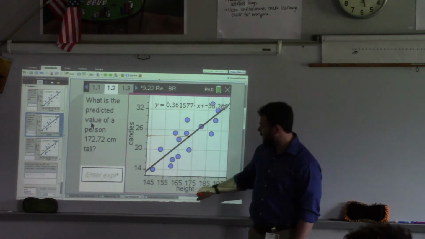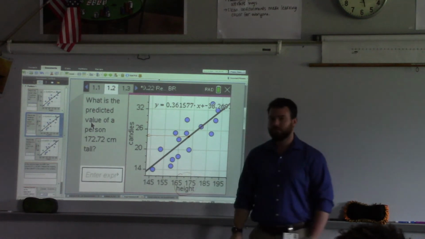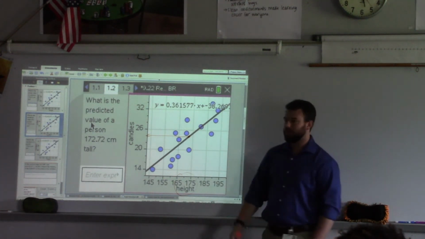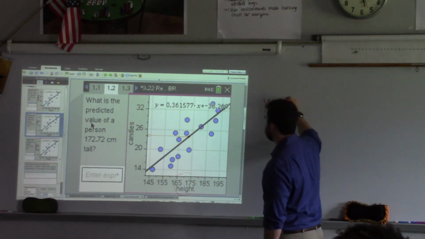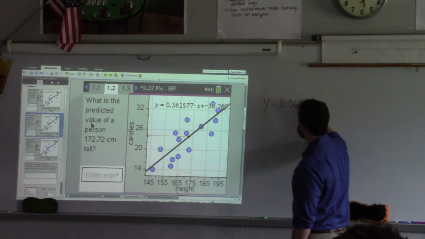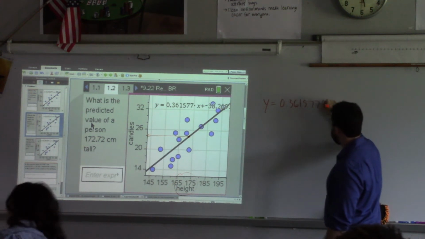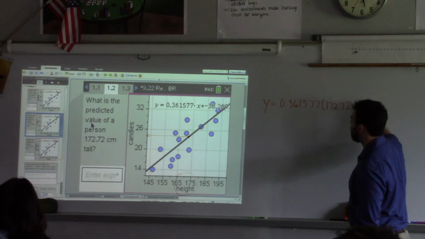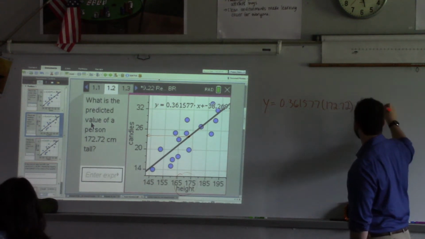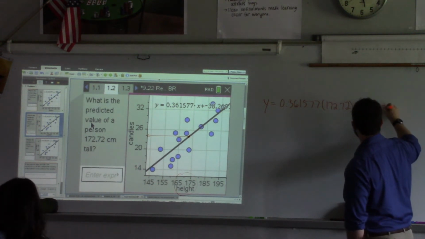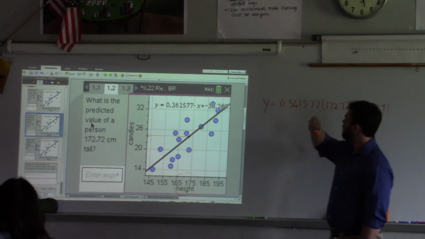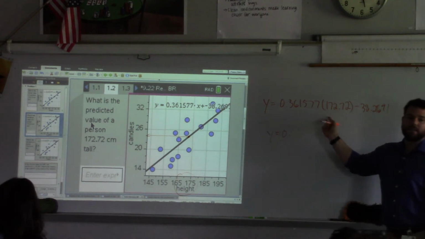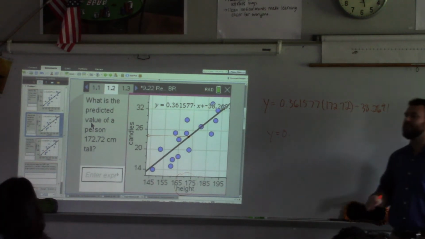172.72 centimeters, is that my x or my y? That's my x, right? So what can I substitute that in for? That x is 172.72 minus 38.2692691. By the way, I'll do it in a second. I need everyone to pick up a calculator. I need you all to type that in to figure out what the predicted value is.